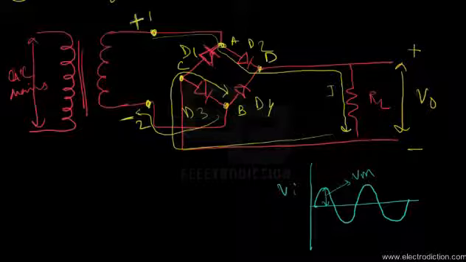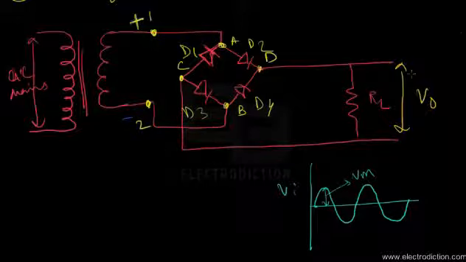Now let me show you what happens in the second half cycle. This was the voltage polarity across the first half cycle. For the second half cycle, let me rub out the case of the first half cycle.